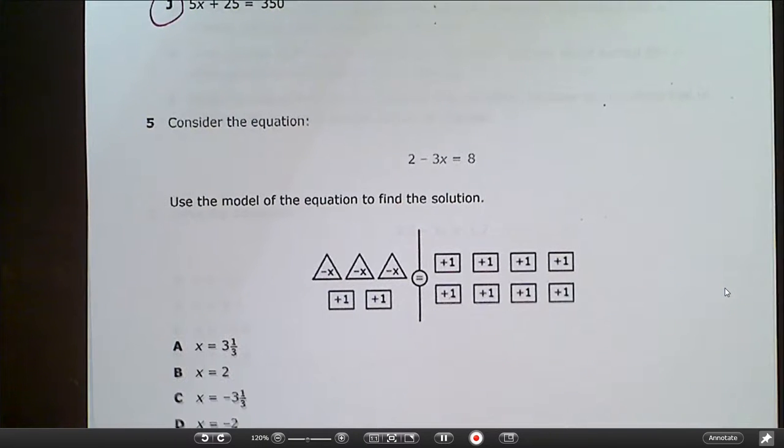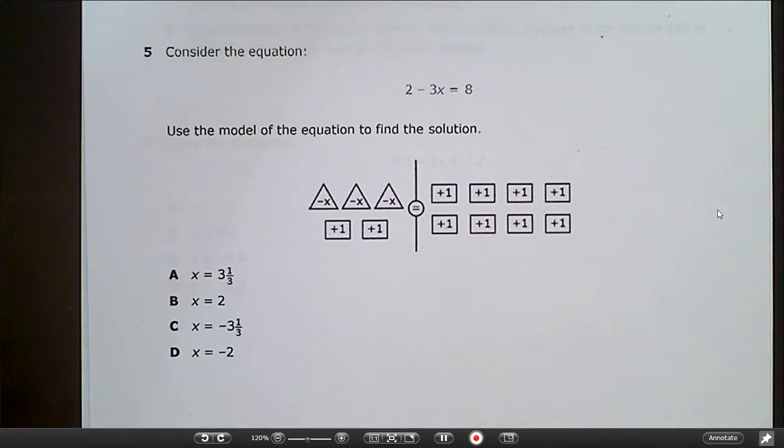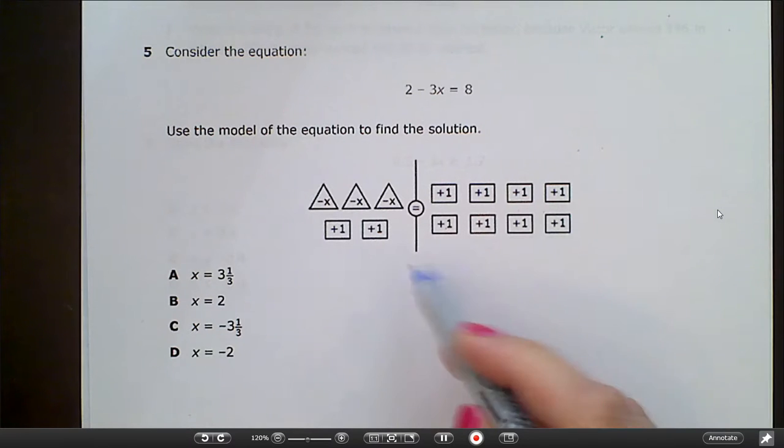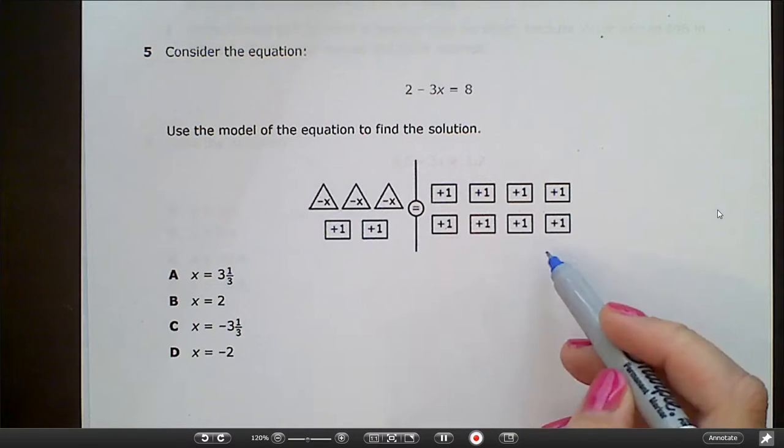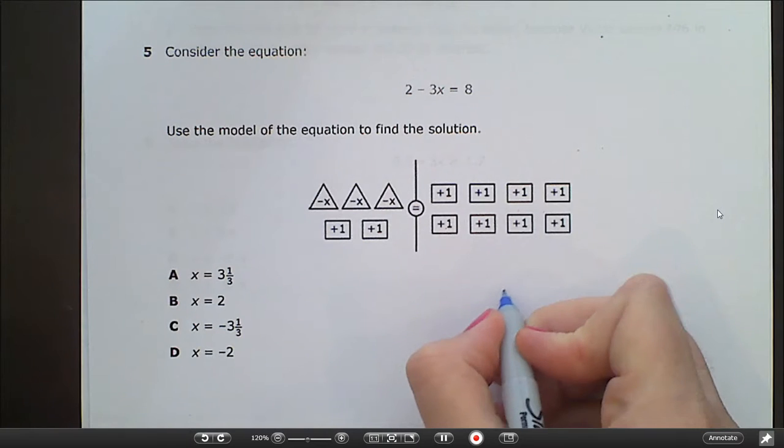Number 5, we're looking at this equation. 2 minus 3x equals 8. And notice they've actually given us a model. So we have 2, and then minus 3x, because they have negative signs, equals positive 8. So you can solve this either with the tiles or algebraically. So I'm going to do it algebraically this time.